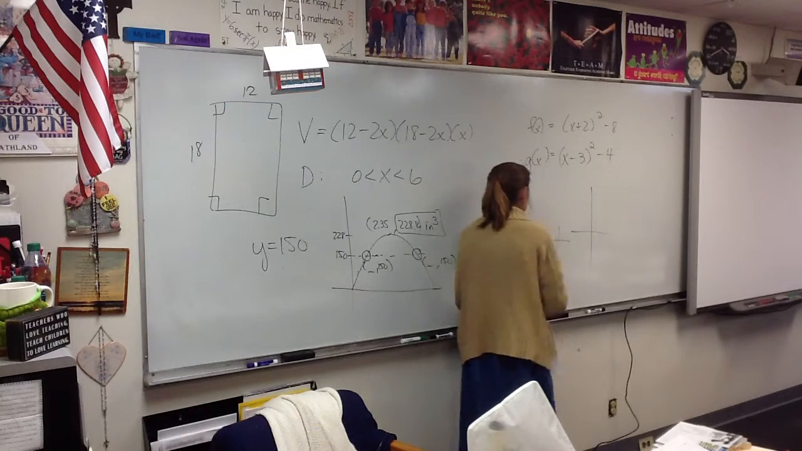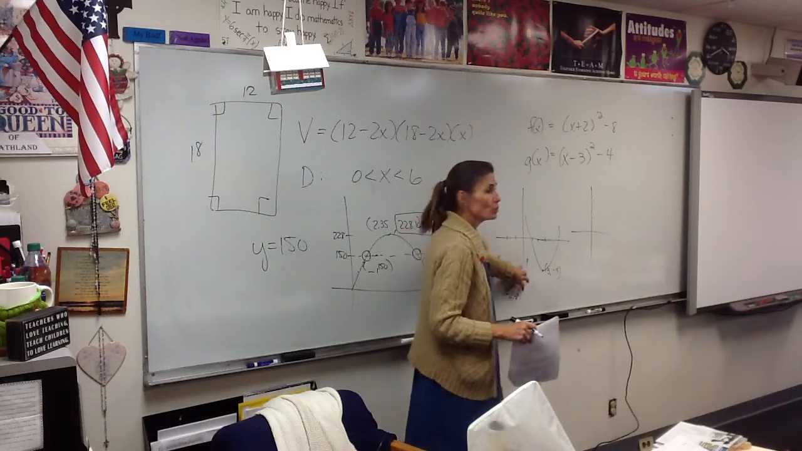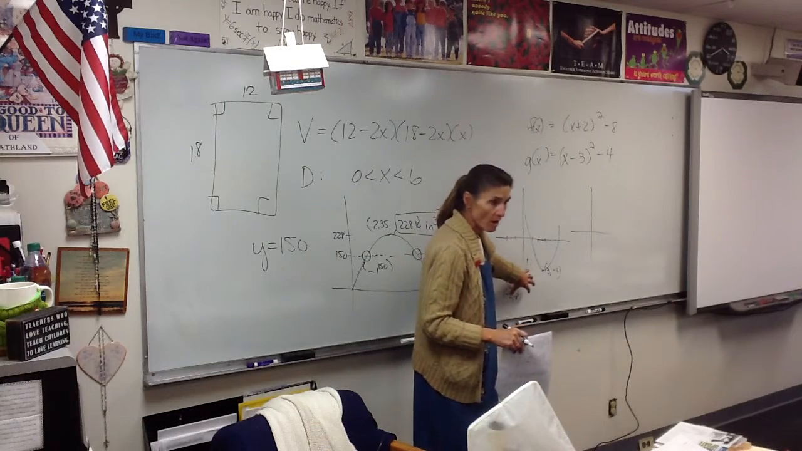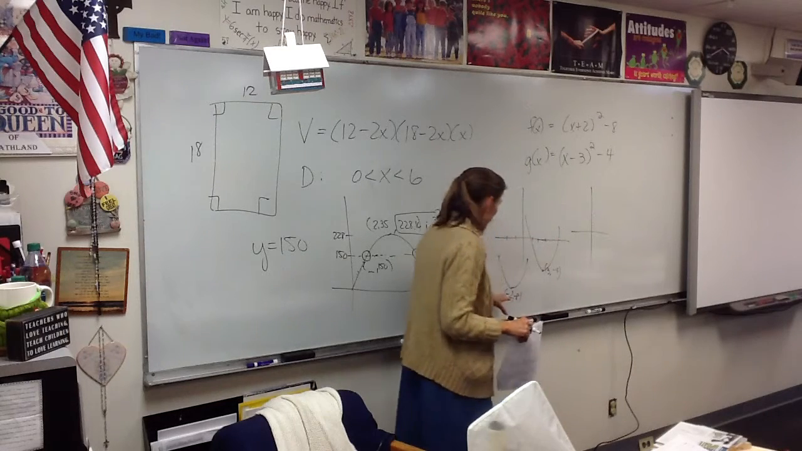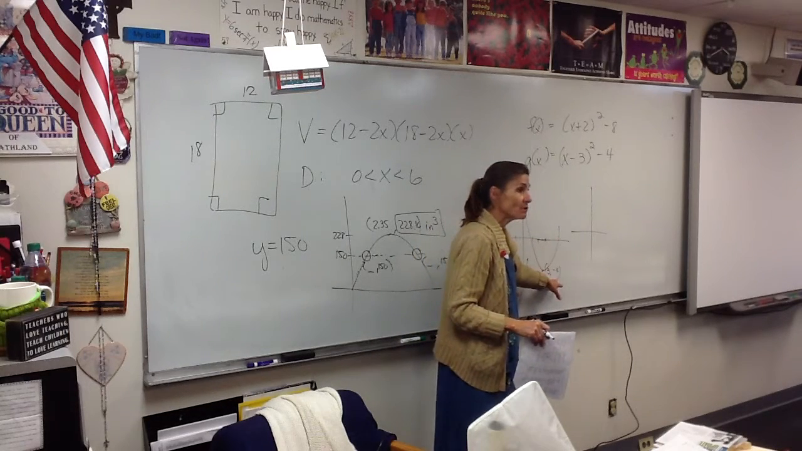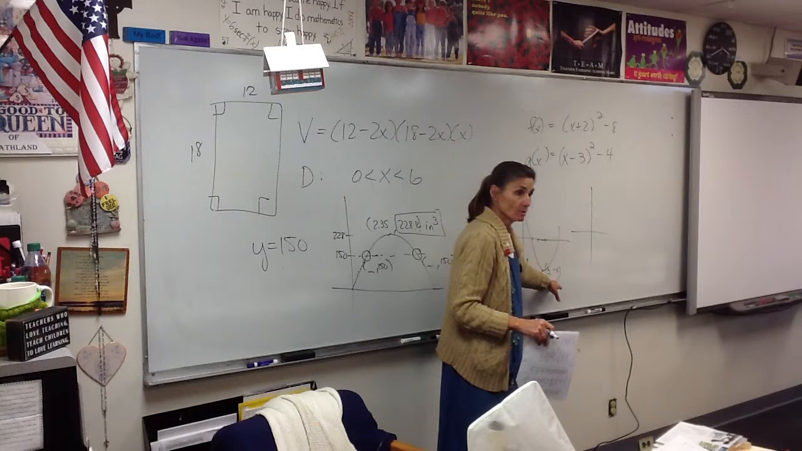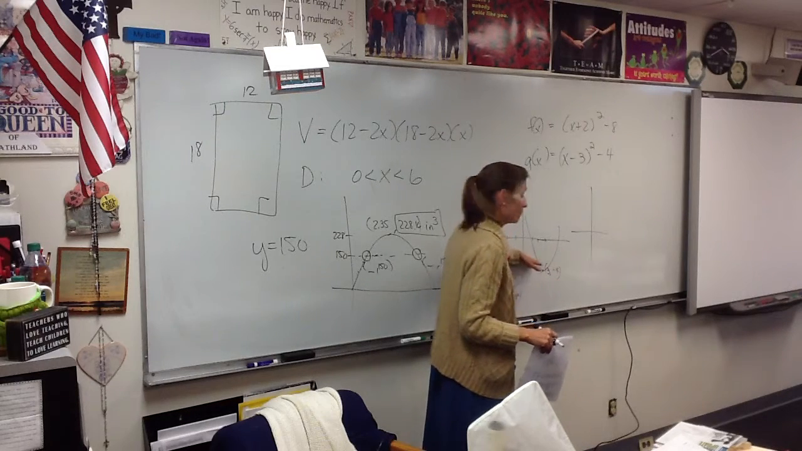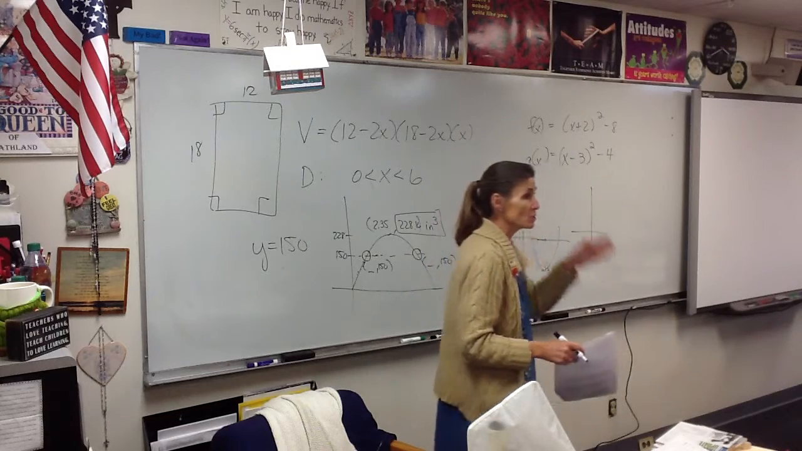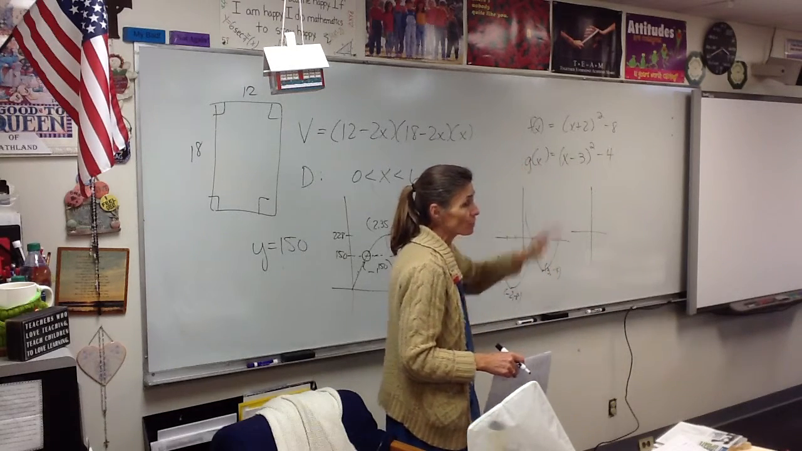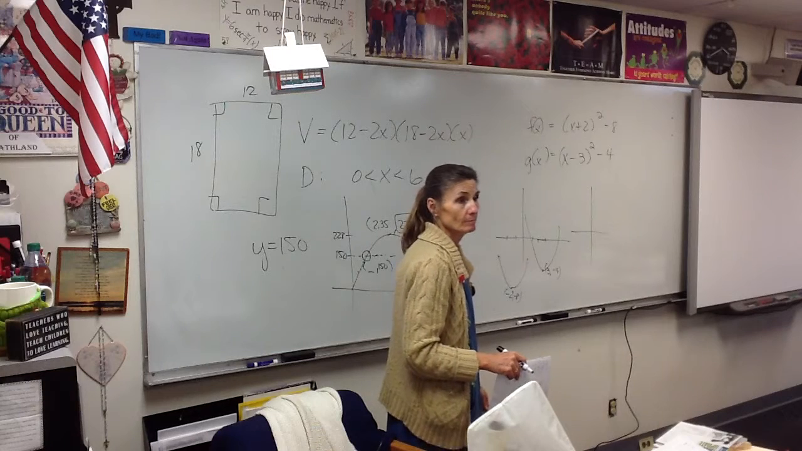So the question is simply, what would you have to do to this one to get it to be here? Well, you're going to have to move it 5 units to the right and 4 units up. Describe the transformations. Move it 5 units to the right, 4 units up. That's it.